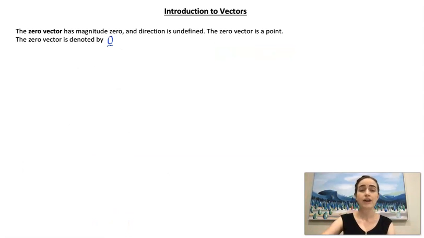And the last thing we want to have a look at is what's called the zero vector. The zero vector has a magnitude of 0, so a length of 0, and because of that, its direction is undefined. So the zero vector is just a point. It has a magnitude of 0, and it doesn't have direction. That's why it's undefined. We write the zero vector as a 0 rather than a letter.